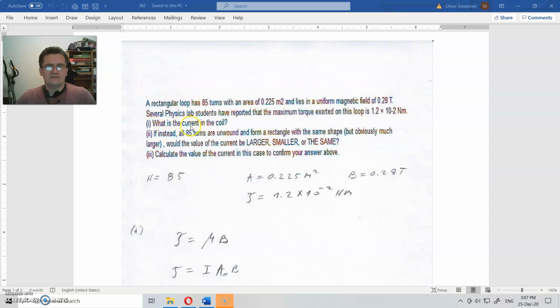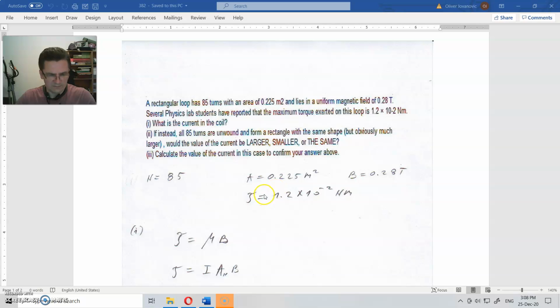First question is, what is the current in the coil? Second, if instead all 85 turns are unwound and form a rectangle with the same shape, but obviously much larger, would the value of current be larger, smaller, the same? And then calculate the value of the current in this case to confirm your answer above.